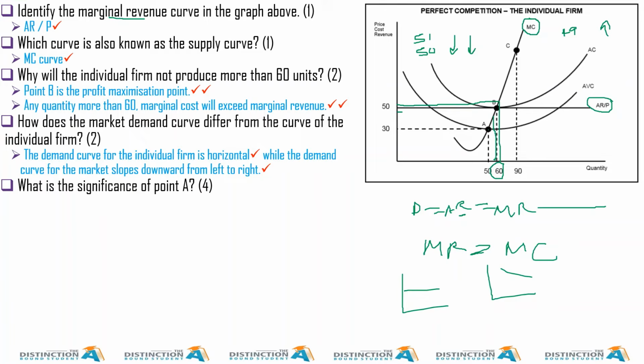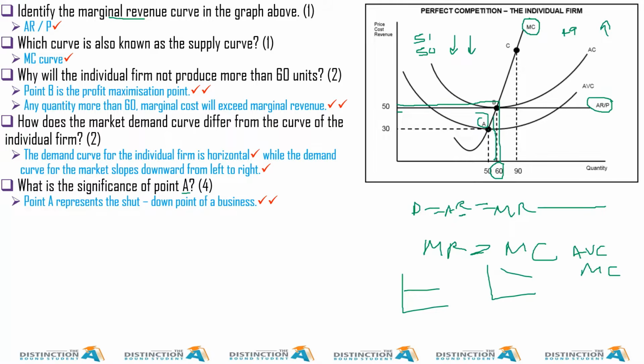The next one, what is the significance of point A? I told you, you probably expect this one. Point A is a point where, look here, our AVC intersects our marginal cost curve. We call that the shutdown point.